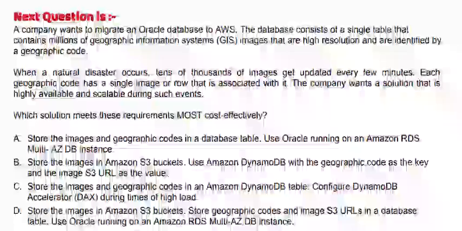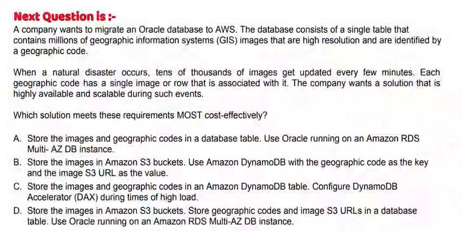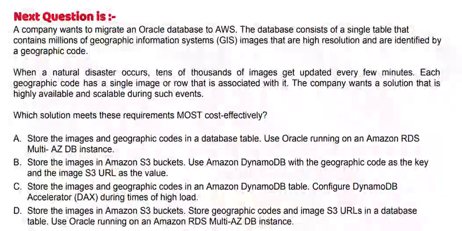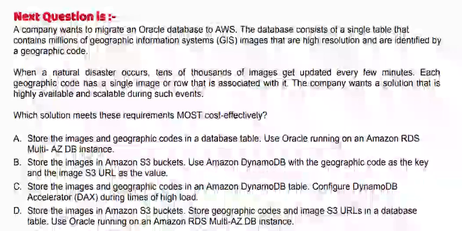A company wants to migrate an Oracle database to AWS. The database consists of a single table that contains millions of geographic information systems images that are high resolution and are identified by a geographic code. When a natural disaster occurs, tens of thousands of images get updated every few minutes. Each geographic code has a single image or row that is associated with it. The company wants a solution that is highly available and scalable during such events. Which solution meets these requirements most cost effectively?